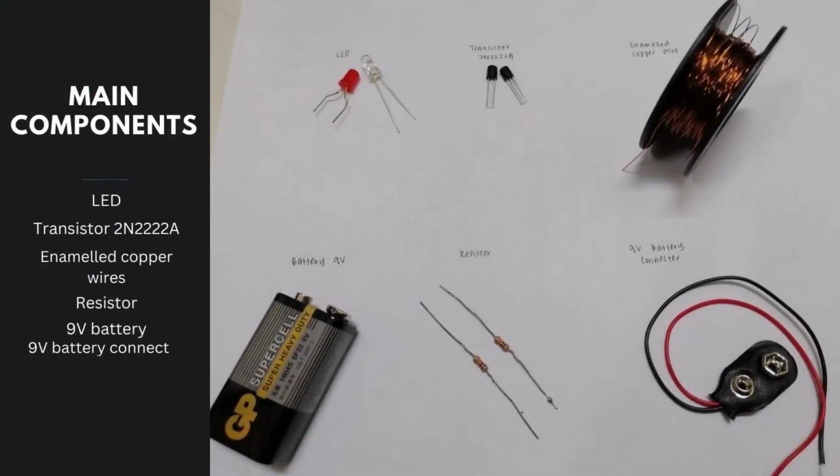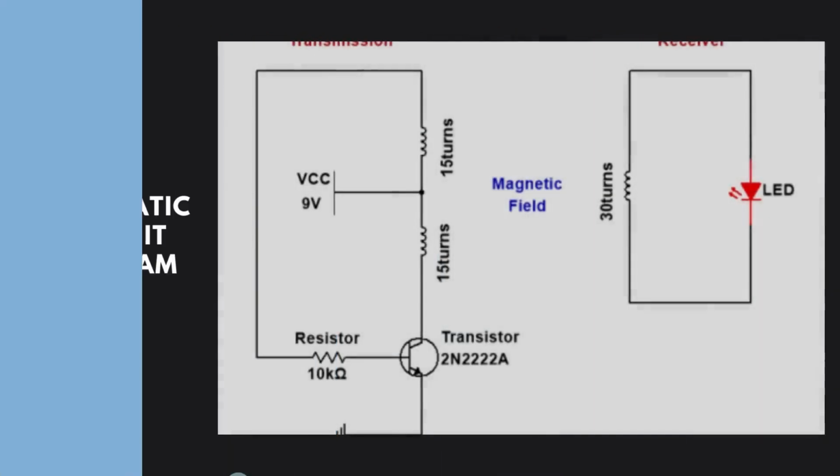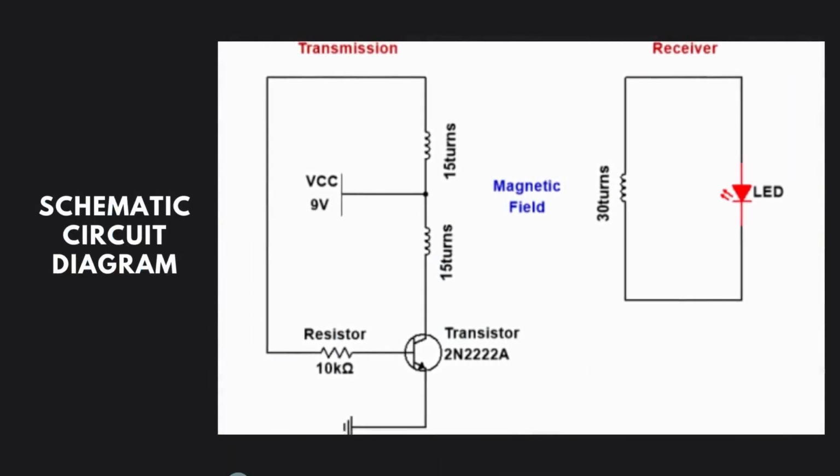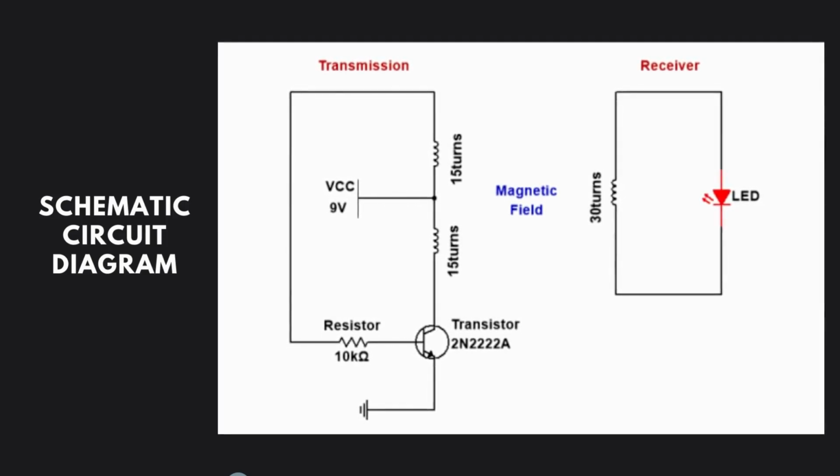These are the main components that will be used to build the wireless power transmission project. This project consists of a transmitter and receiver part, which will be built based on the schematic circuit shown in the figure.